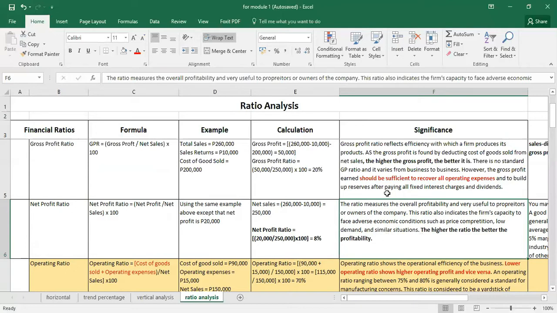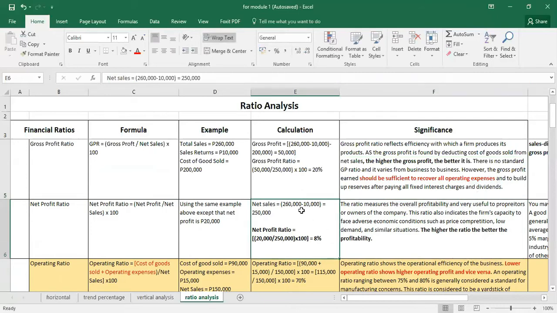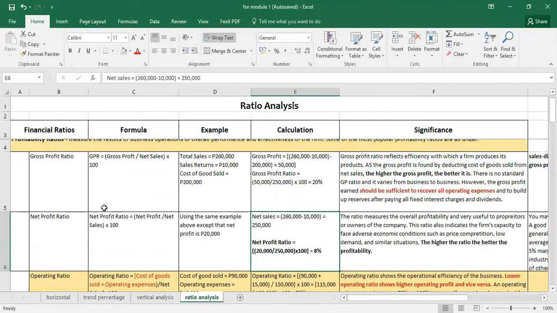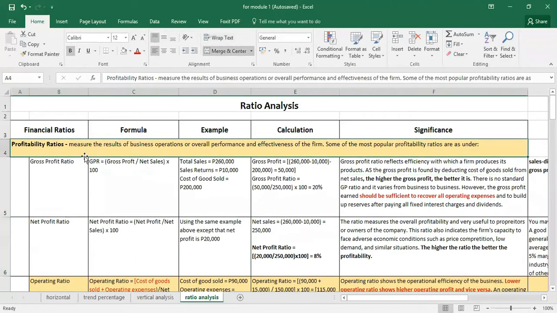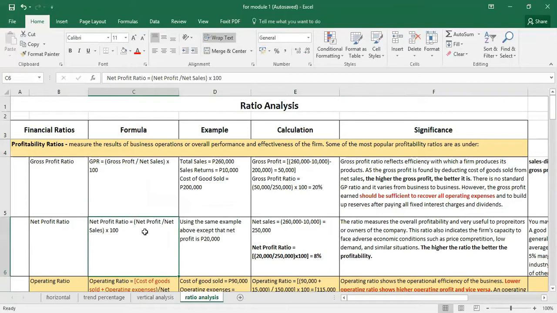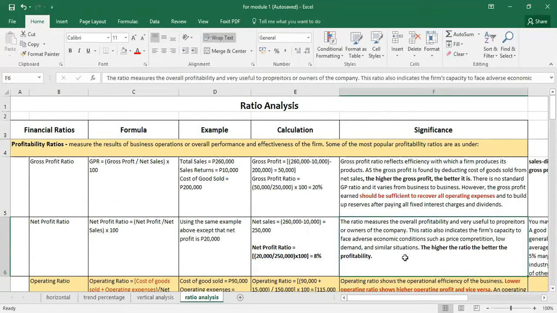Ano ang significance niya? Hinahanap natin yung overall profitability. At ito yung tinitingnan ng mga proprietors or owners ng company kung ang business ba ay profitable. Paano ang formula niya? Again, net profit divided by the net sales. So, anong indication natin? Anong titingnan natin? The higher the ratio, of course, the better the profitability.